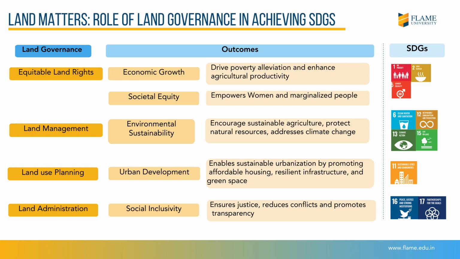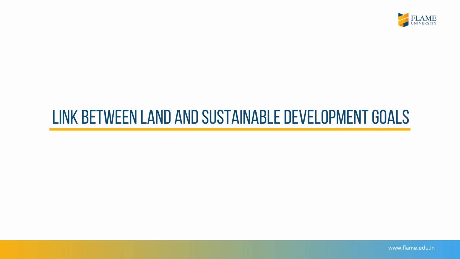By mapping the outcomes of effective land governance with respect to the sustainability targets, we can say that land governance significantly matters in achieving these sustainable development goals. We tried to understand how these outcomes of effective land governance help in achieving SDGs. Now let us explore the other link of SDGs and land policies.